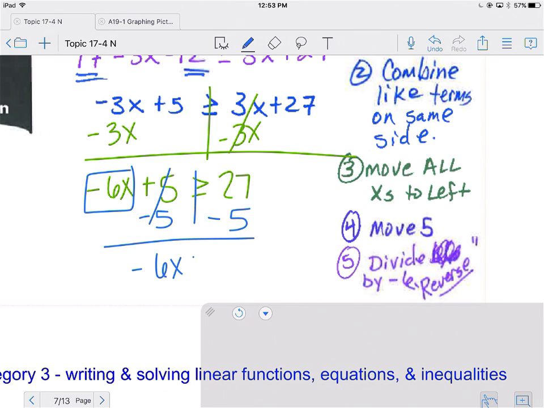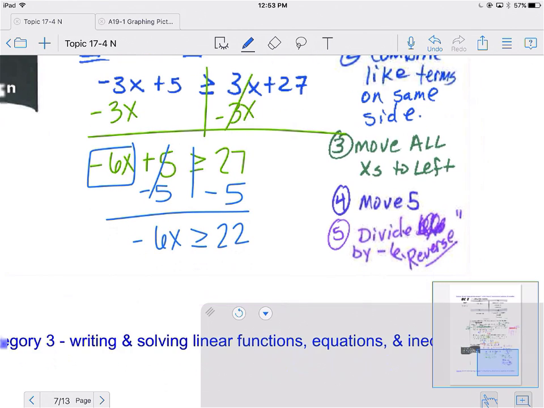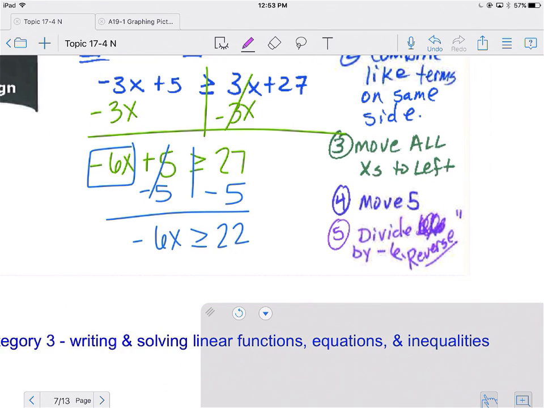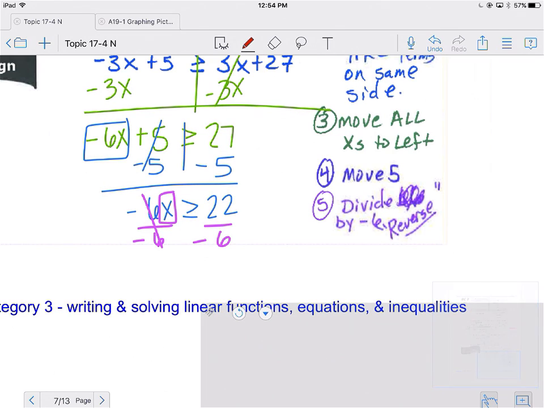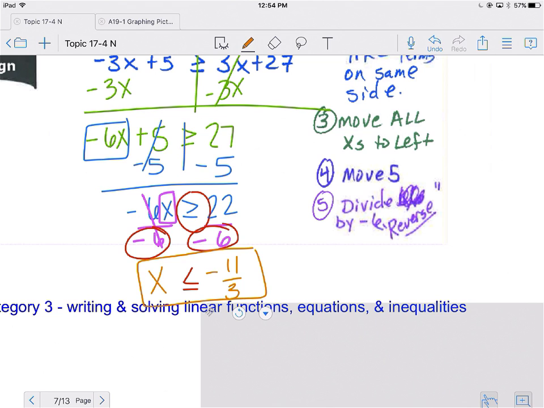Because I am subtracting, I do not yet have to worry about changing a sign. And then I divide by negative 6 on both sides because negative 6 is directly multiplied to x. Because I have divided by a negative 6, I have to flip my sign. And then I bring the x down and negative 11/3 is what you get in the calculator if you put 22 divided by -6.